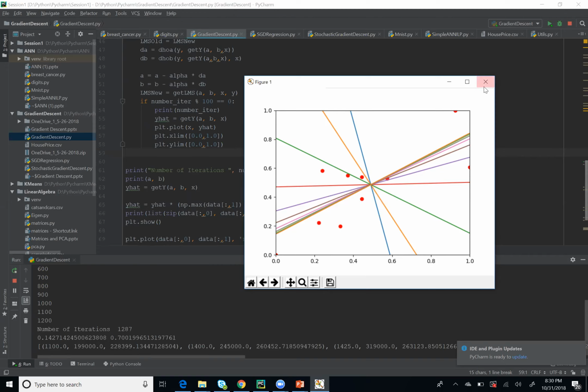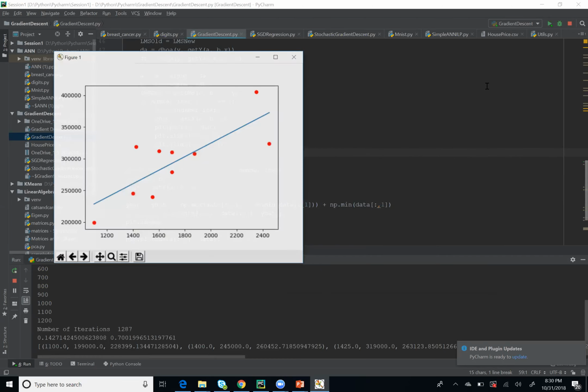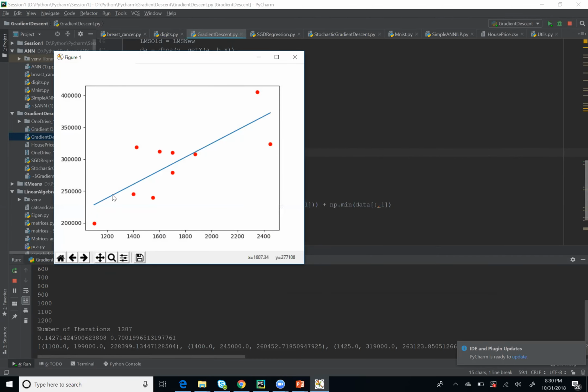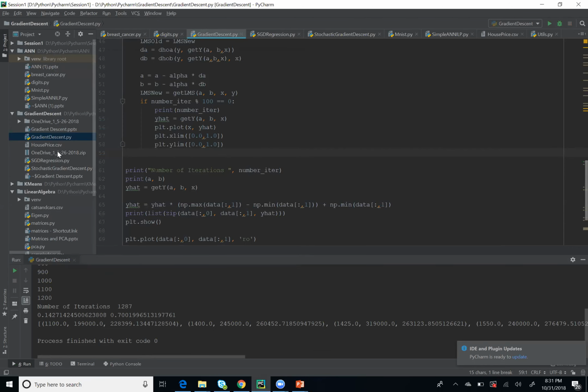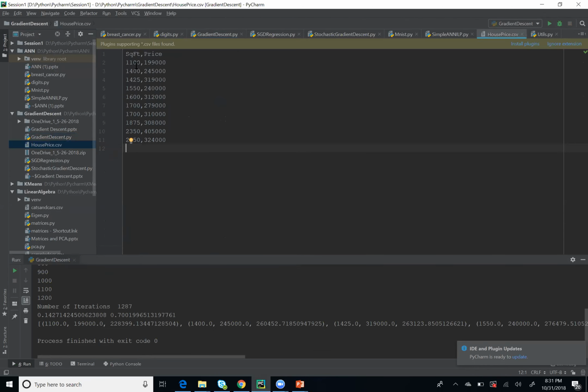So the logic is, all I'm trying to do is find the best line which fits this. So this is exactly your linear regression also. That's what we do in linear regression too. We have the house prices, right? So we have a certain X, we have a certain Y. We are trying to find out what is the line which fits these points the best.